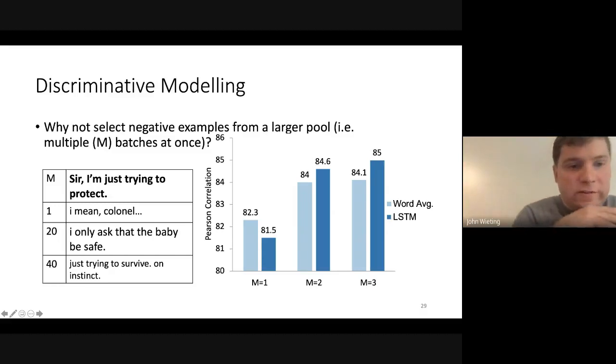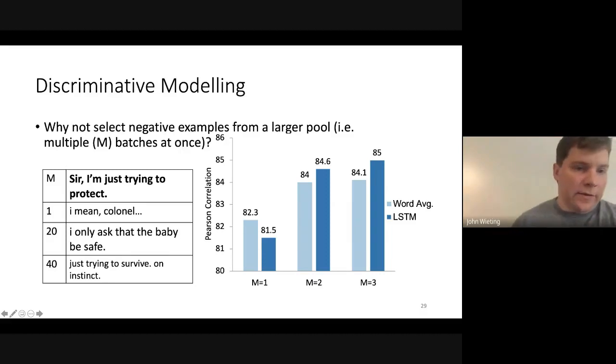But you want to find these nearest neighbors over a large pool of data. So to make it efficient, we would collapse a bunch of batches together into a mega batch, usually like 40 batches or so. And this had a drastic effect on performance, increasing it by about 4 points or so, as you see in the chart, which is pretty significant.